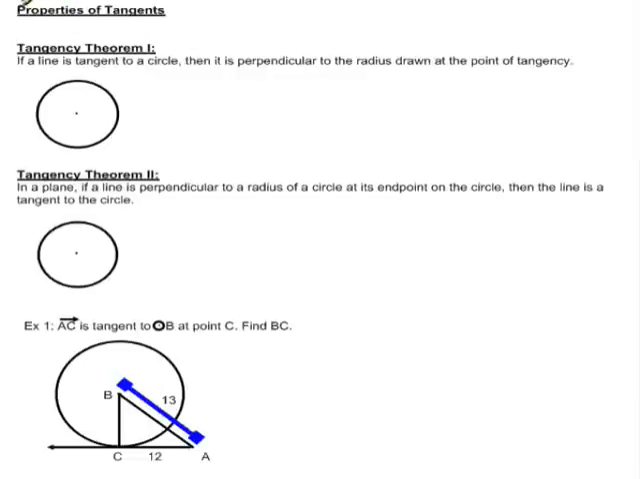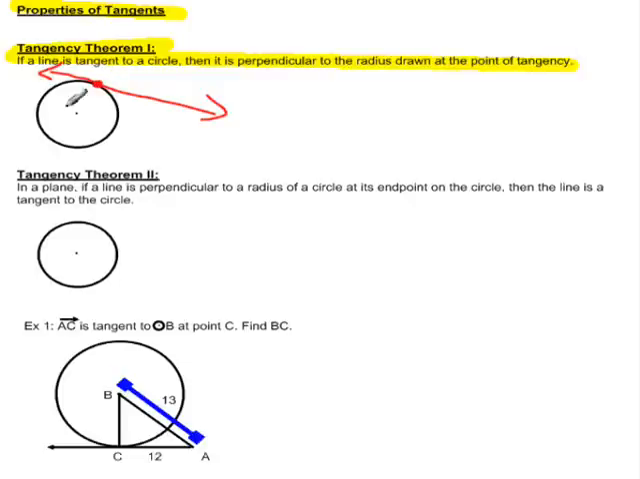Okay, today in class we want to talk about the properties of tangents. The first property of tangency says if a line is tangent to a circle, then it is perpendicular to the radius drawn at the point of tangency. Okay, this is what they're saying. If you have this line that is tangent to this circle, it touches right here.